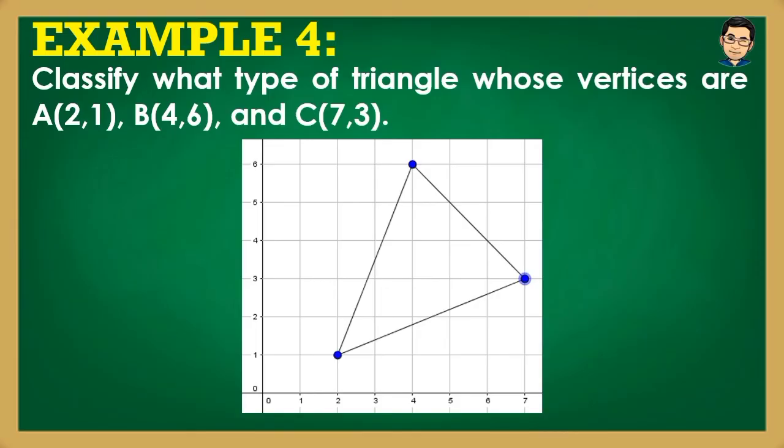So, ang una muna natin gagawin is lalagyan natin ng mga coordinates yung ating given triangle. Ayan. So, for yung A natin dito is yung 2, 1. So, ito siya.